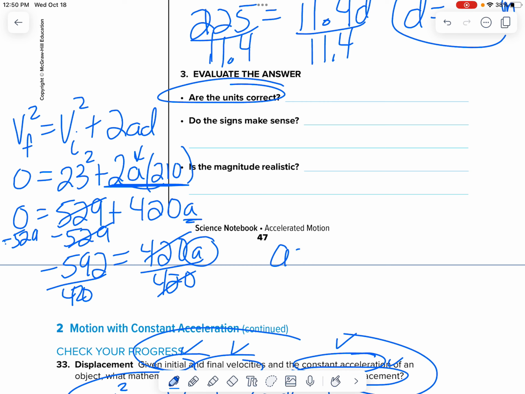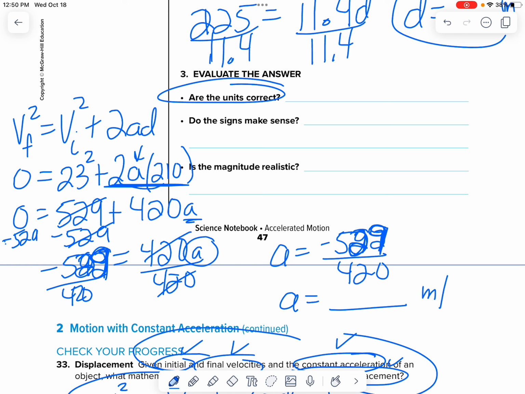Negative 529, sorry. I keep writing that incorrectly, it's 529, divided by 420. Whatever that number is, that's your answer, and the units are meters per second squared.